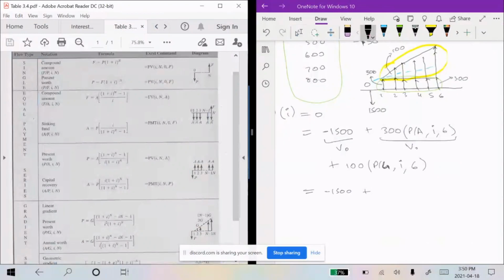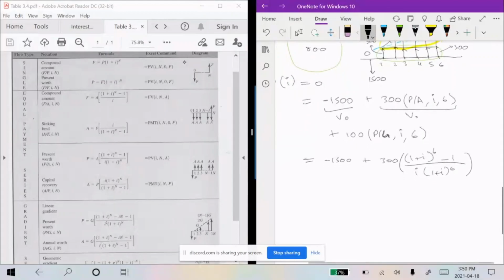So it is 300 times P given A, which is 1 plus I raised to the power 6, because n is 6, minus 1, divided by I into 1 plus I raised to the power 6. Let me write down the formula for the second one too. This is the linear gradient. So you find this one. G is 100, and then 1 plus I raised to the power 6 minus I times 6 minus 1, divided by I squared into 1 plus I raised to the power 6. All right, pretty much it.